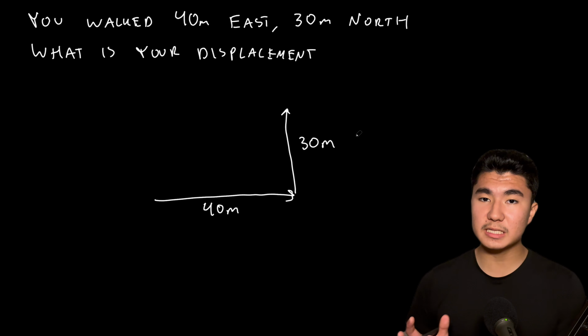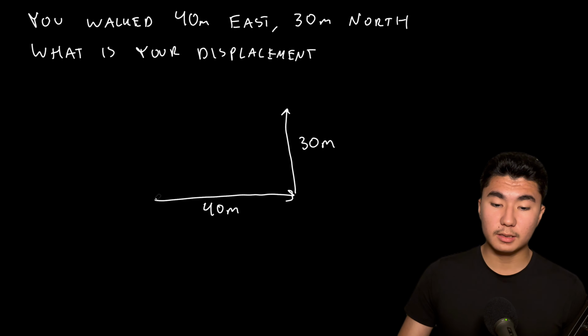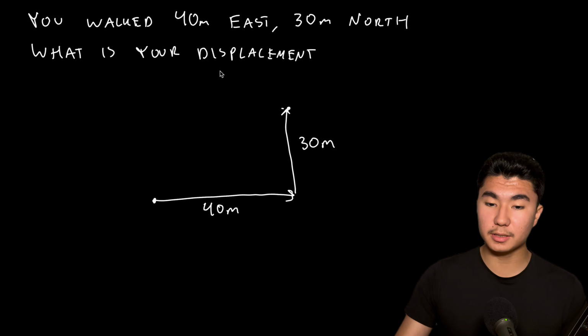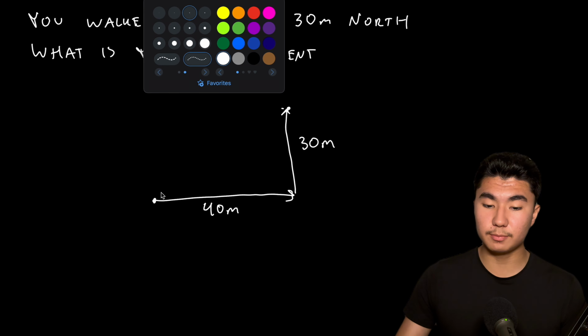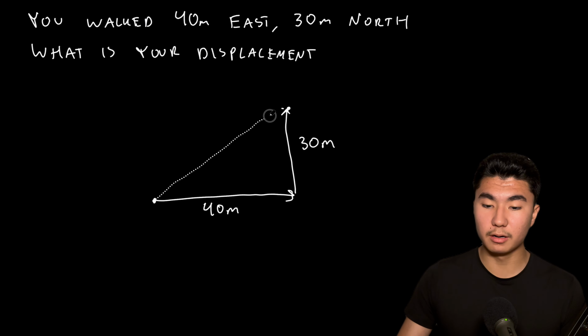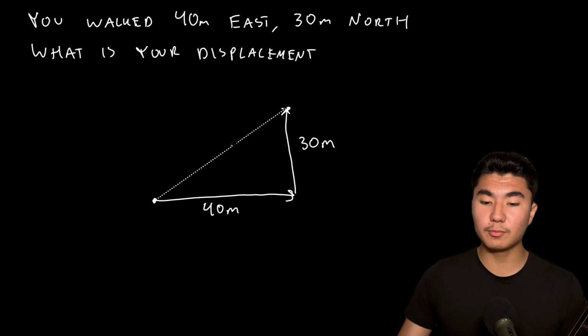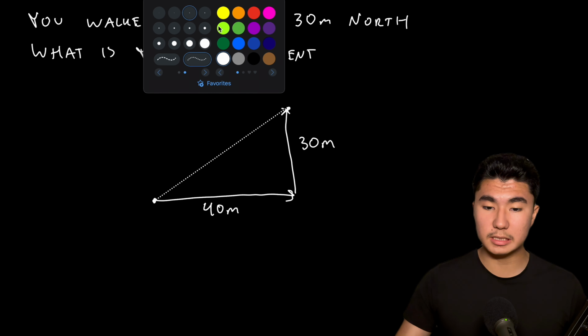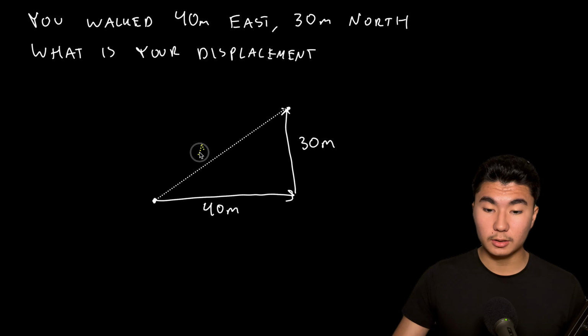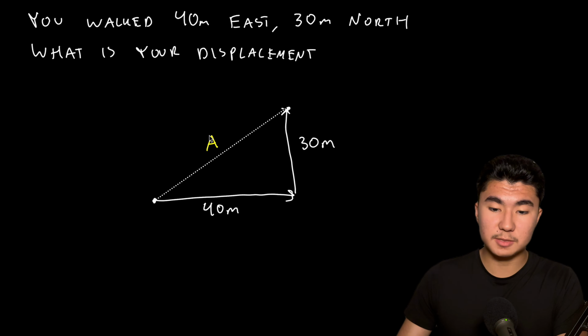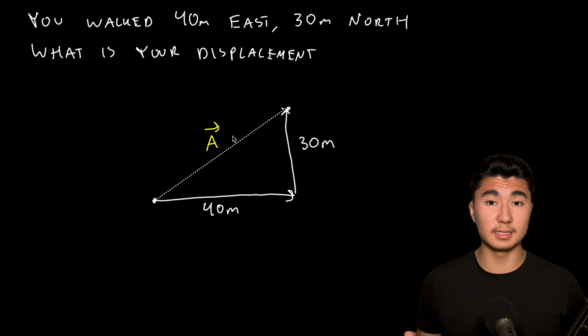So we know that displacement is from start over here to finish over here. So our displacement is going to be this area right here. This line right here is going to be our displacement. This is exactly what we're looking for. We're looking for displacement, which we can symbolize as this A.